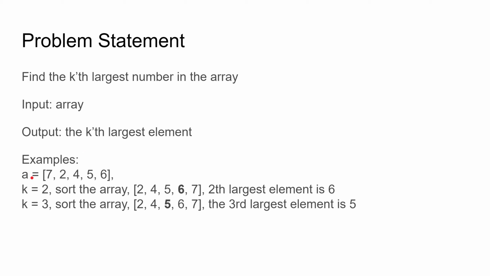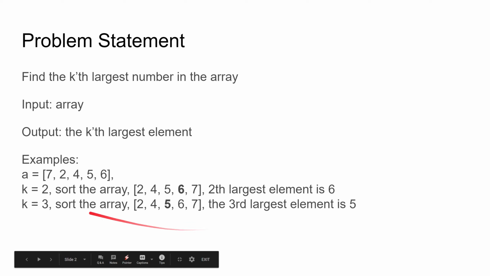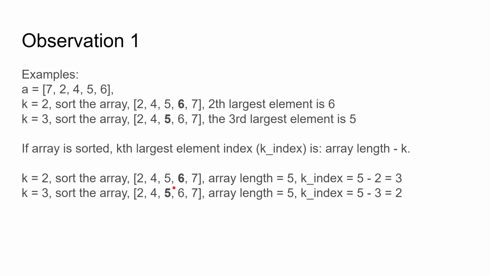For example, there are two examples. Here A is the array. When k is 2, the array is this, and the second largest number is 6. The reason it's finding the second largest number is because k is 2. When k is 3, I'll find the third largest number because k is 3. So the third largest number is 5, and the second largest number for example 1 is 6.